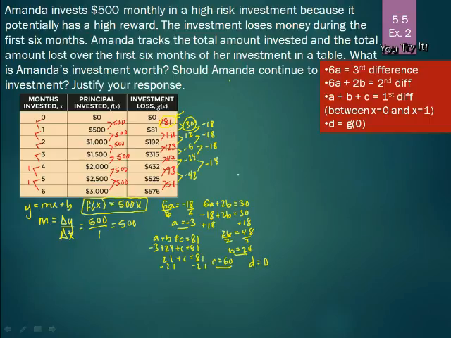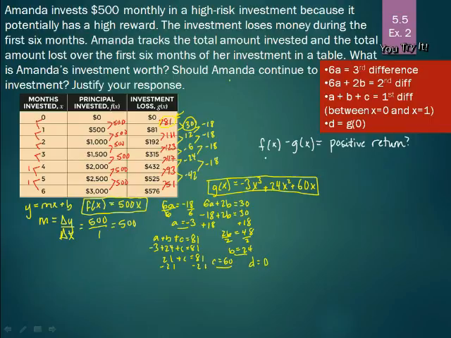And so let's go ahead and write out this equation. So we have g of x equals negative 3x cubed plus 24x squared plus 60x plus 0. So there's our function for g of x. Now that we have those, we want to know if we take everything that she makes, f of x, and we subtract g of x, will that be a positive return on her investment? And so taking that, if we took f of x, so 500x, and we subtract g of x, let's see what we get there.